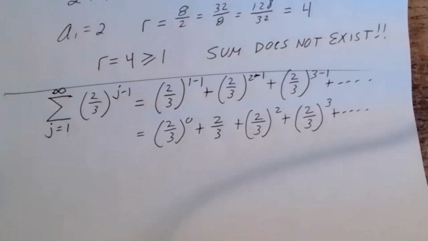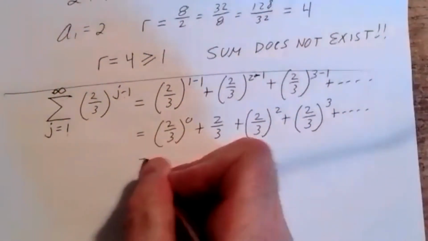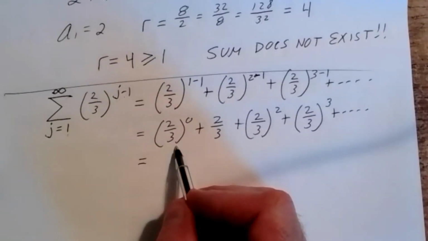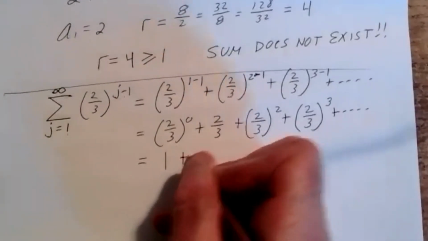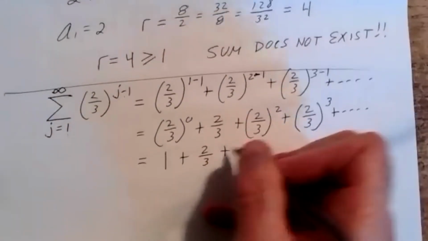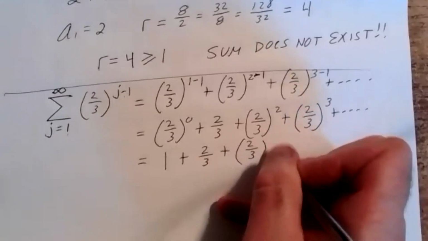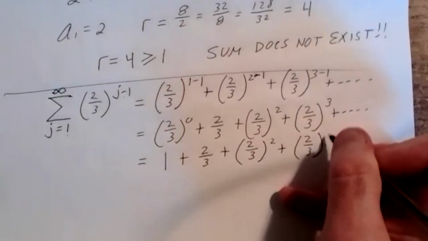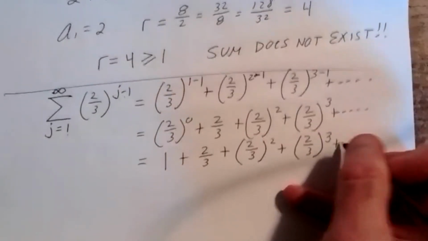Ladies and gentlemen, I got a question for you. What's 2/3 to the 0 power? Caleb, try to redeem yourself. What's 2/3 to the 0 power? 1. Anything to the 0th power is 1 except 0. 0 raised to the 0th power is called an indeterminate form. But anything else to the 0th power is 1.